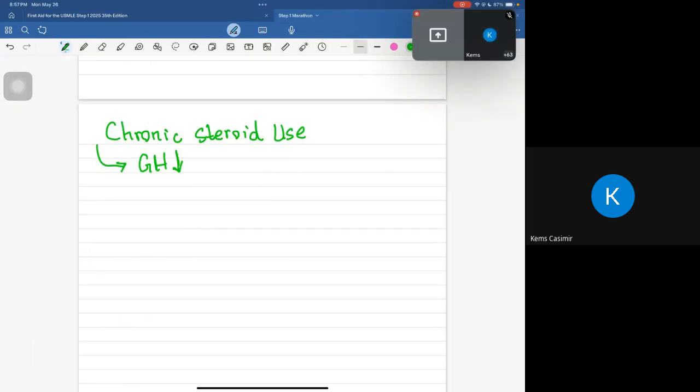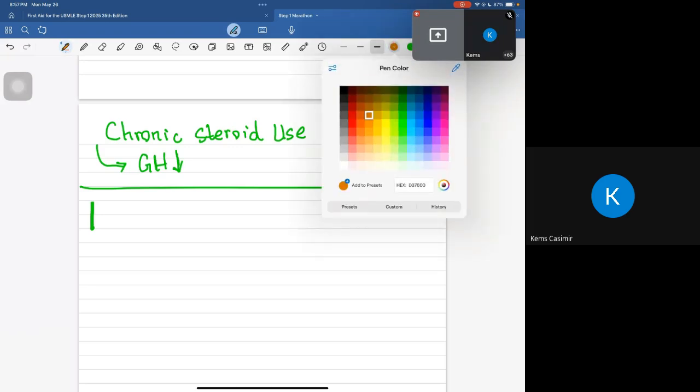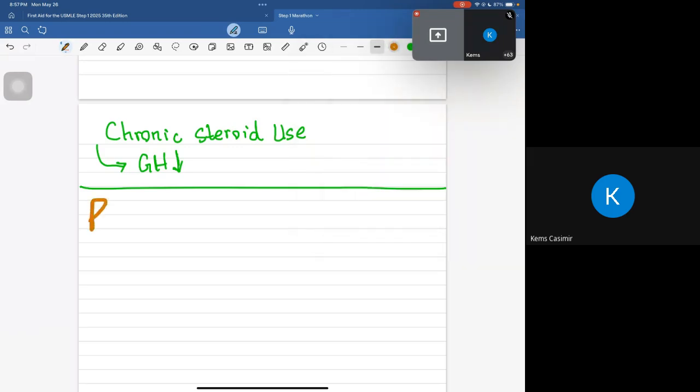Okay, any more questions? If not, let's move forward. Now let's move to the other hormones. Now we have another hormone, which is known as prolactin.